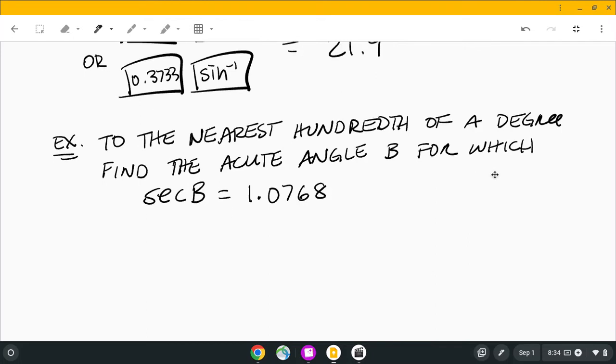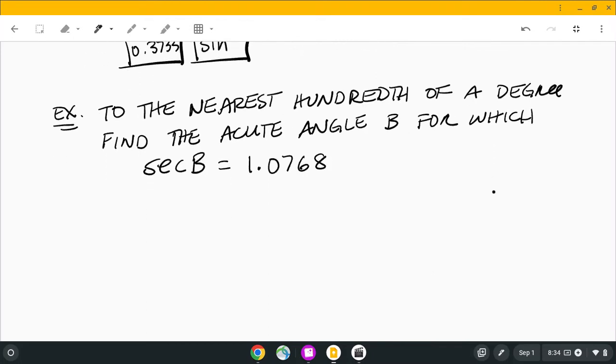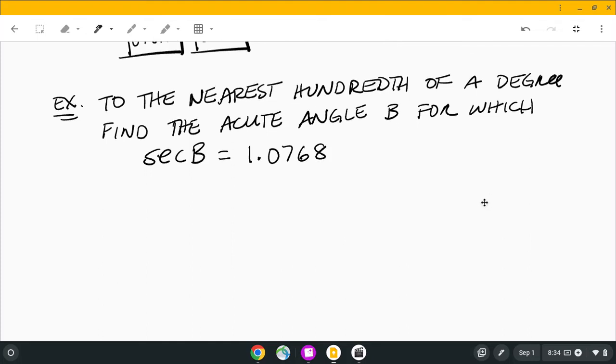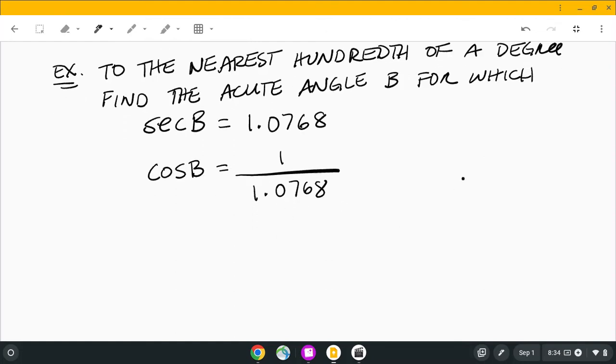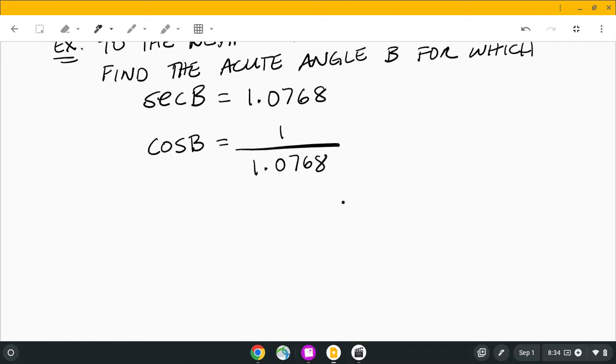We don't have a secant button, but we do know which one it's a reciprocal of. Secant is the reciprocal of cosine. So if secant B equals 1.0768, then cosine B must equal 1 over that. Now you have that, and you can use cosine inverse. At this point, hopefully you have figured out which order you need to enter the cosine inverse button. Maybe you do it first.